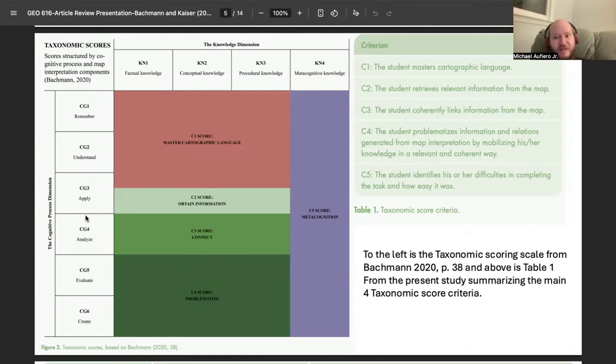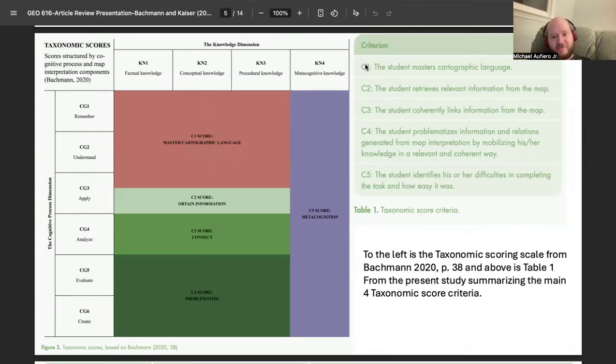A cognitive process dimension on the left and a knowledge dimension on the top. And together, these two produced a taxonomic score somewhere here in the scale for that question and answer. And that's how you got the scores.